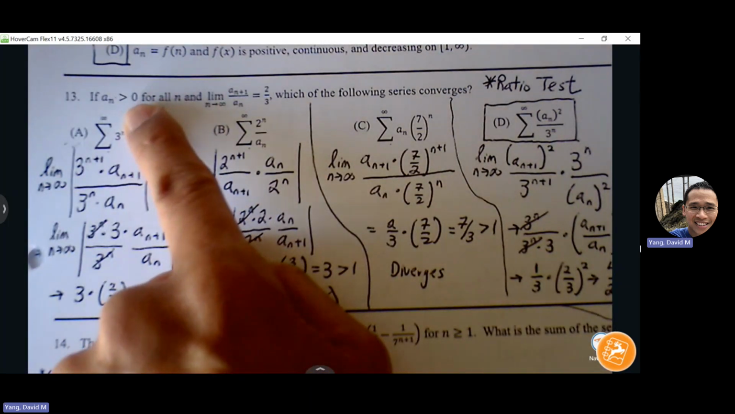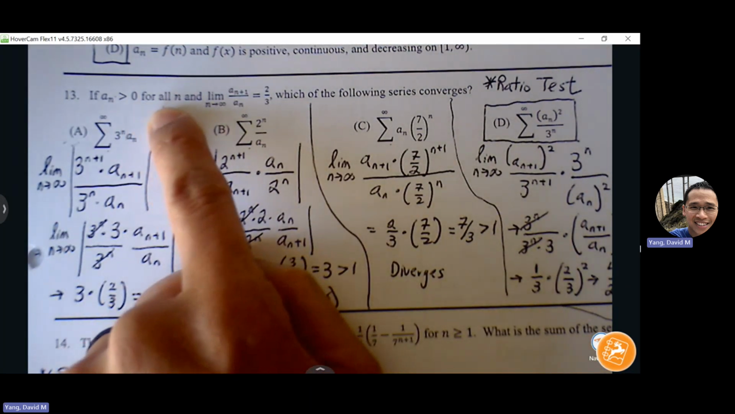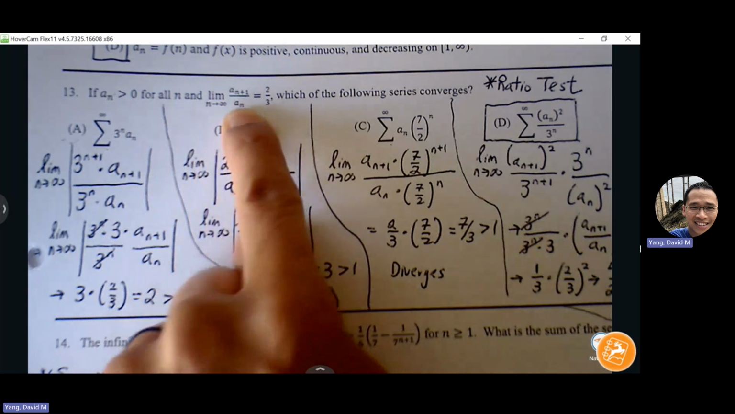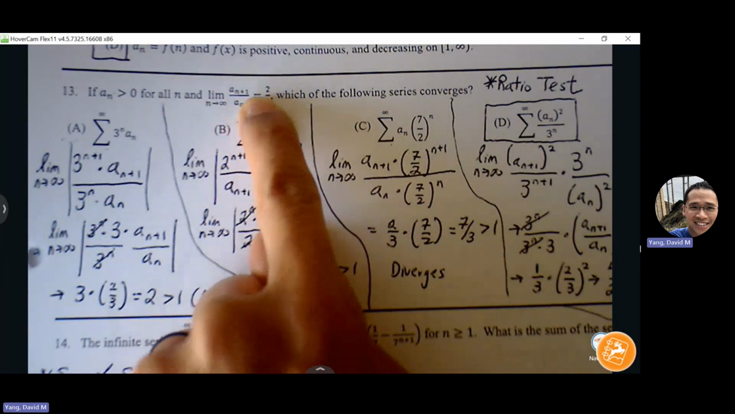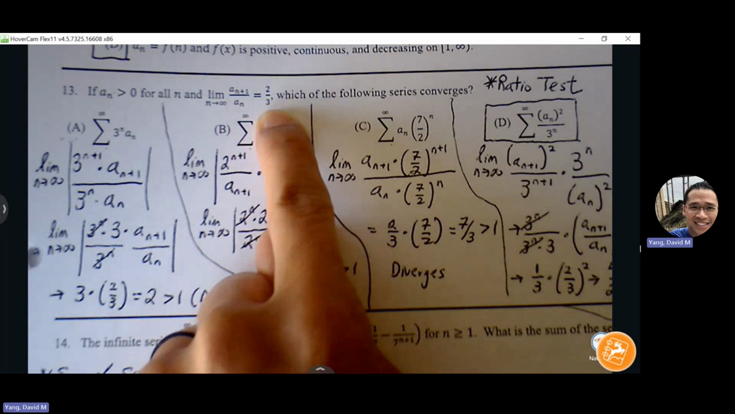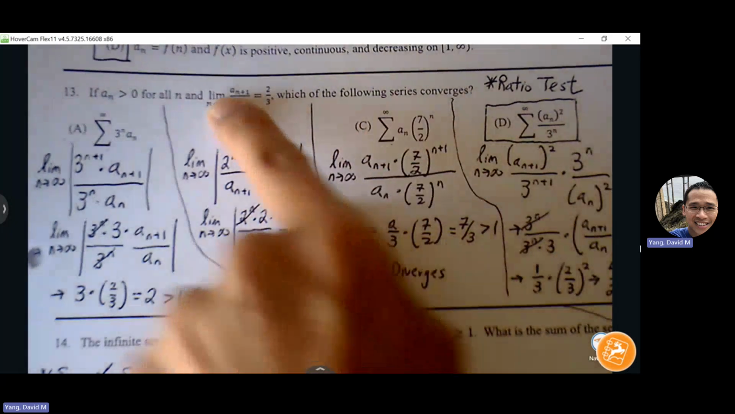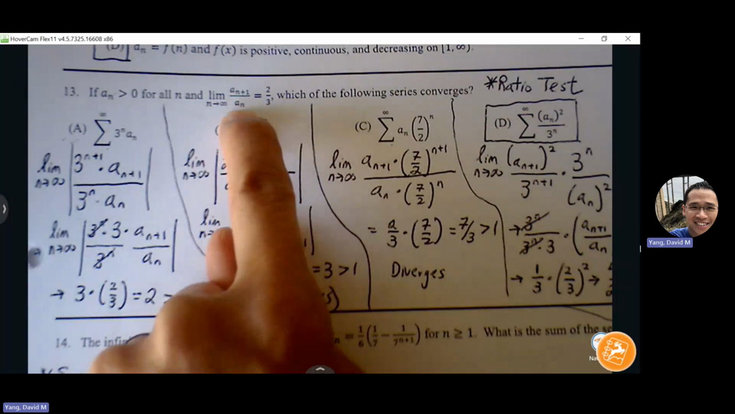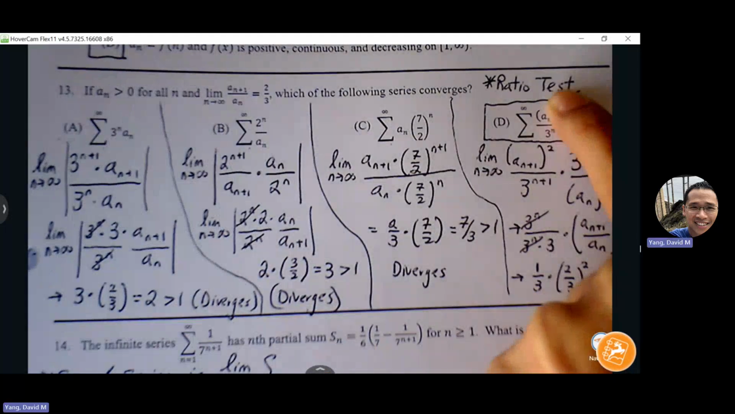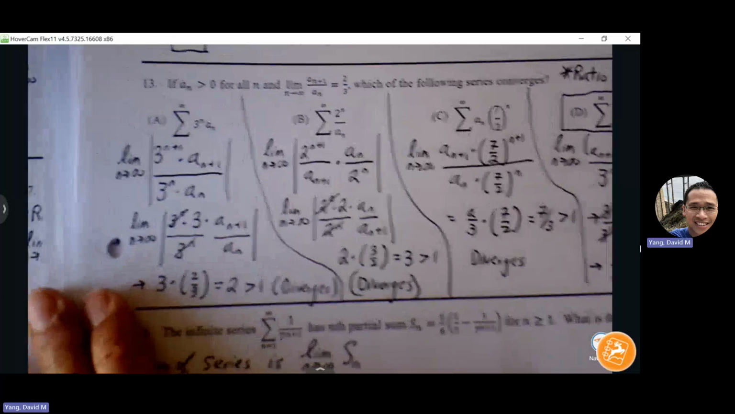It says if a sub n, the rule of sequence a sub n, is greater than 0, it means positive, and the limit as n approaches infinity of a sub n plus 1 over a sub n equals 2/3, which of the following series converge? So if I want to get a sub n plus 1 and a sub n to show up as a ratio, I'm going to use the ratio test. So I'm going to apply the ratio test for each of these.